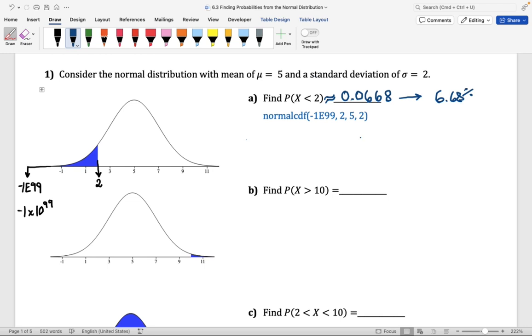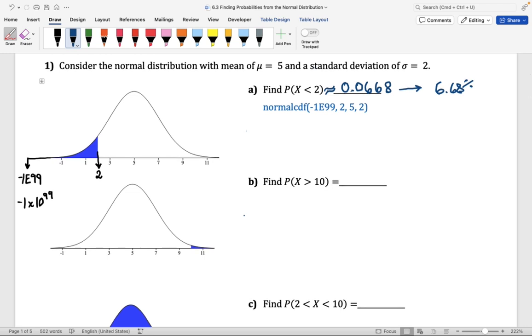Now, what if we want to find the area above an x value? Notice in part B, we're being asked to find the probability of x being greater than 10. Looking at our curve, we see that the area above x equal to 10 is highlighted. On the calculator, we're going to be using the normal CDF function. Again, it's going to ask you for the lower bound, upper bound, the mean, and the standard deviation. In this case, the mean is 5 and the standard deviation is 2.